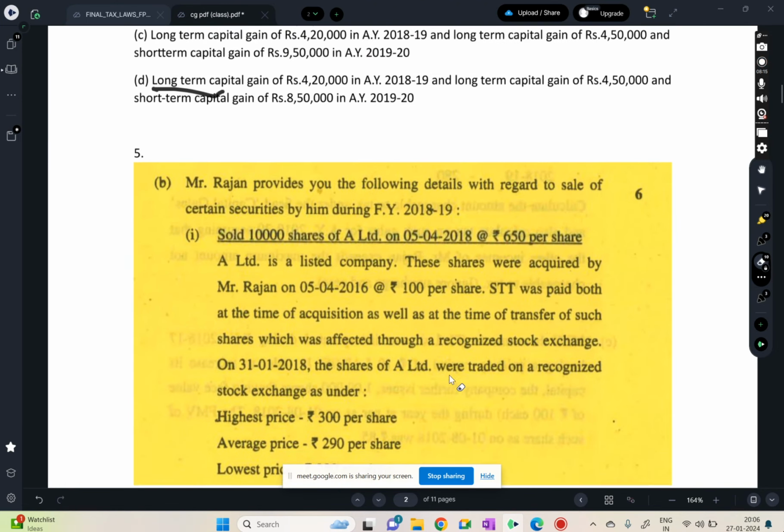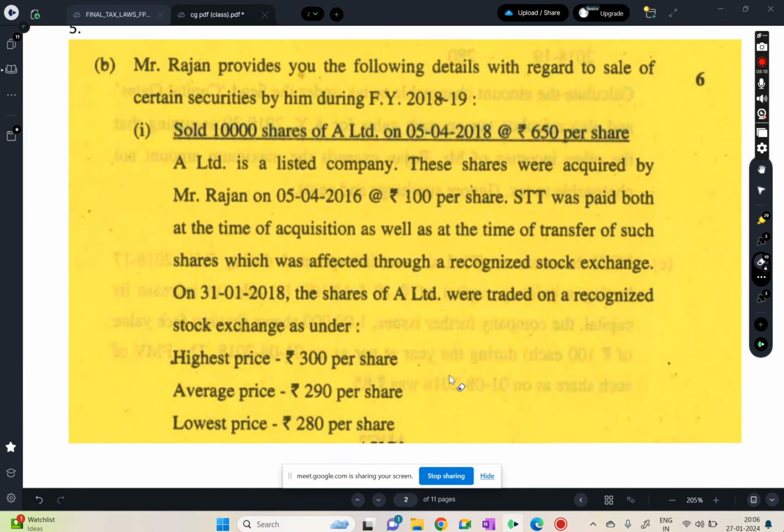Now this question will explain a lot about the section 112A.